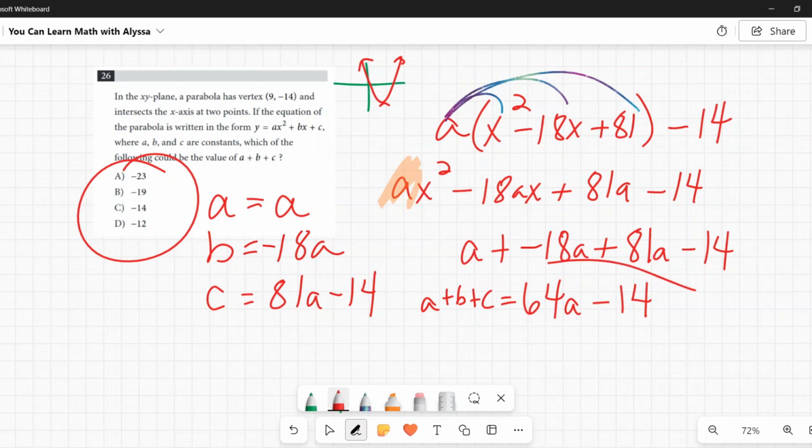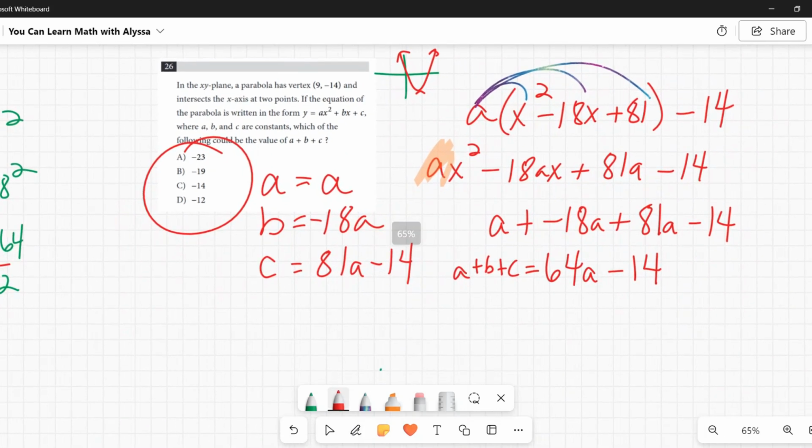If I set 64a minus 14 equal to each of these in turn, and then I solve, in which one do I get a positive value for a? So now I have to go through and do each of these in turn. So you have to plug in.